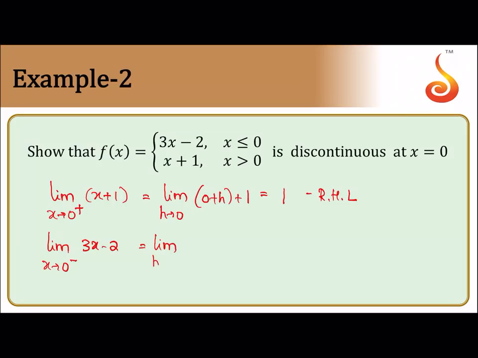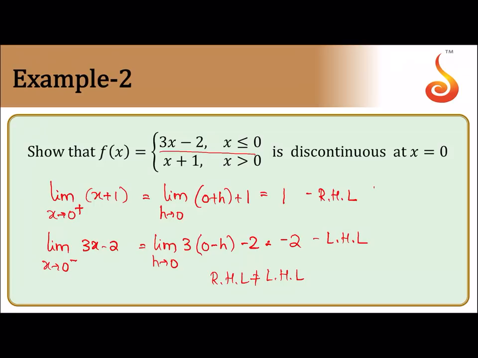Limit x tending to 0 minus, less than 0. It is given 3x minus 2. So limit h tending to 0 of 3 times, wherever x is there, we write 0 minus h, minus 2. You get minus 2. This is the left hand limit.